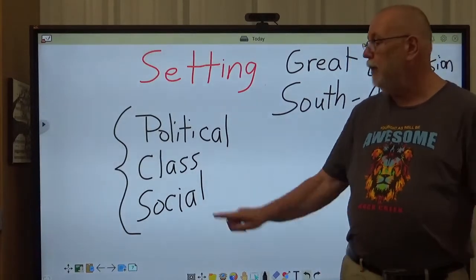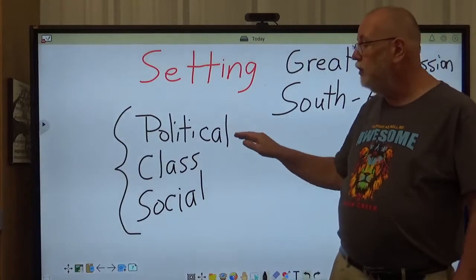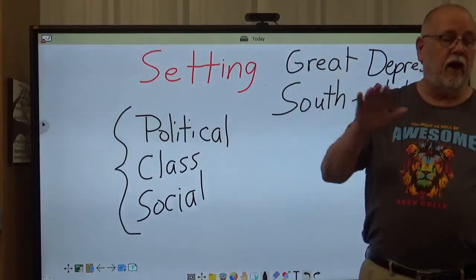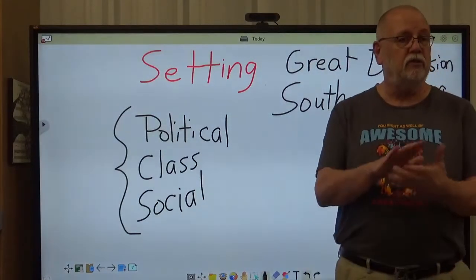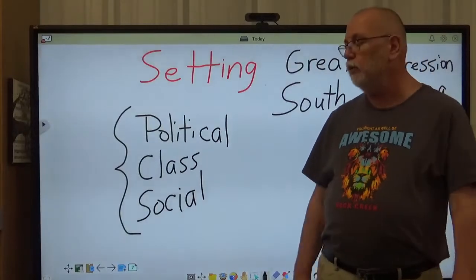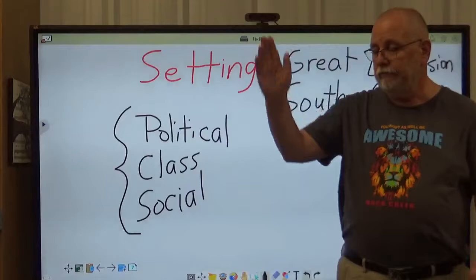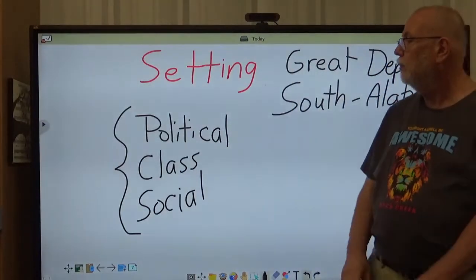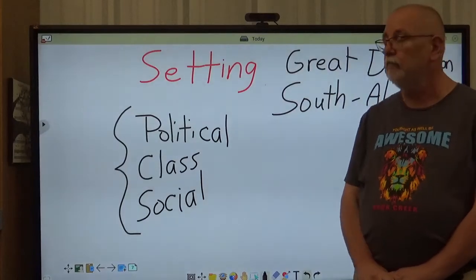All right? Again, political is who is in power, who has the power, and who doesn't. Class is the conflict between different classes of society. And social is the relationship between people who are neighbors. And they don't have to be next door neighbors. They can be people in different towns, whatever. Okay? Everybody have this? Okay.